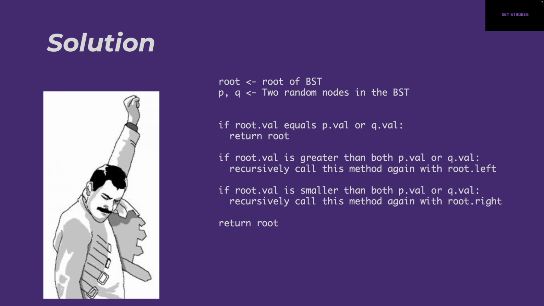Okay, so here's the pseudocode of the solution that we just discussed. We are given the root of the binary search tree and 2 random nodes in the binary search tree called p and q.